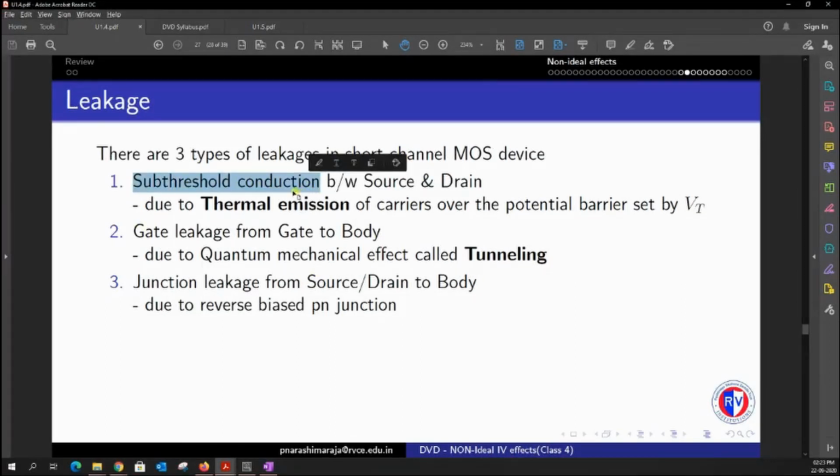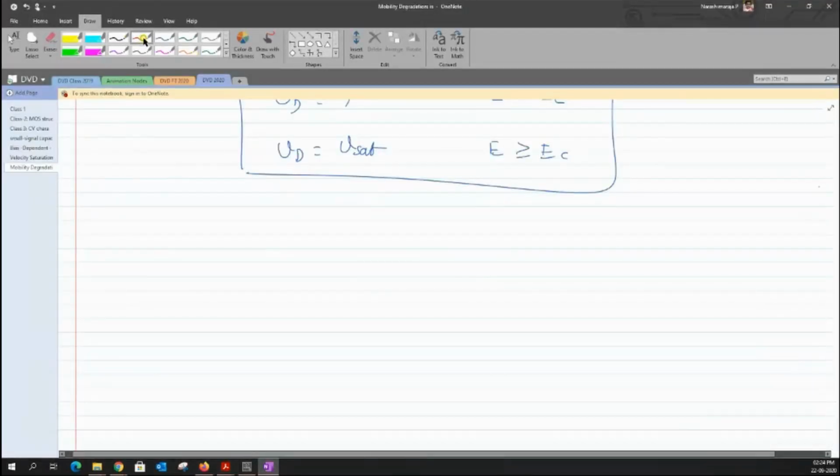Okay, and there are some set of problems that could come around this particular subthreshold conduction. We will do some set of problems as well. Okay, yeah. Now, let me begin with this topic.